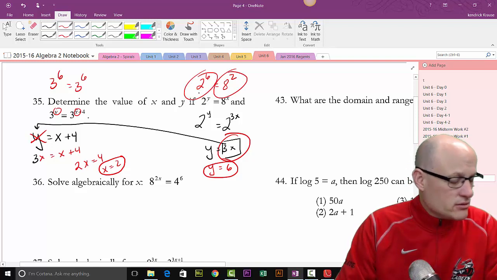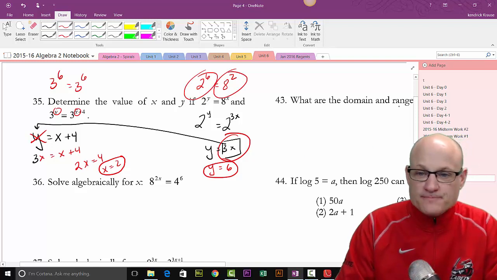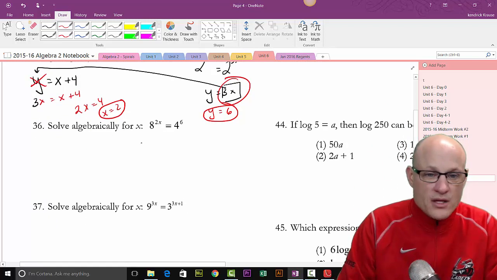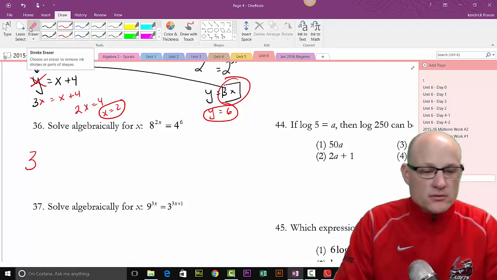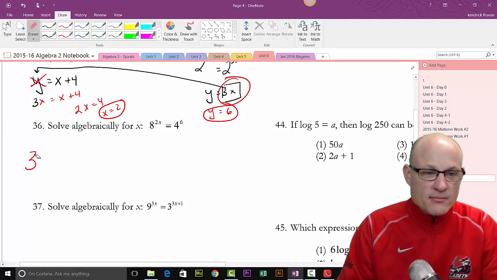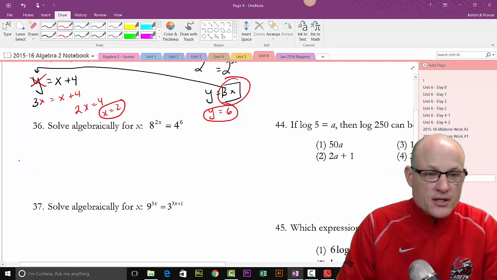What are you doing? Crazy dog. All right, let's keep going. This is 3. Oh, you know what? I forgot. The backside of my pen is an eraser.